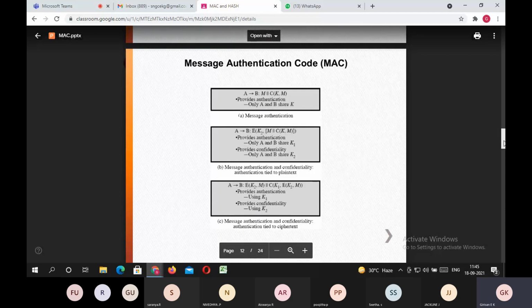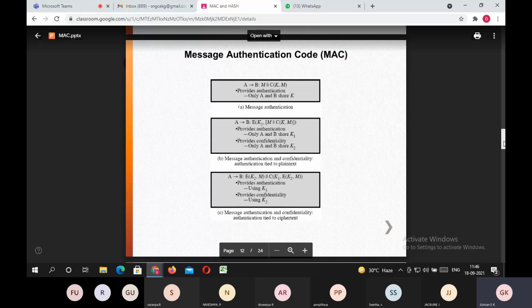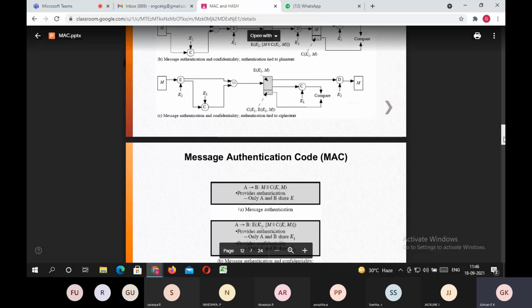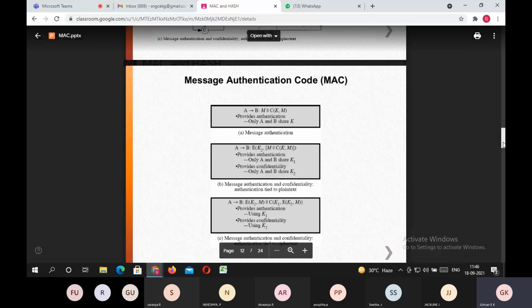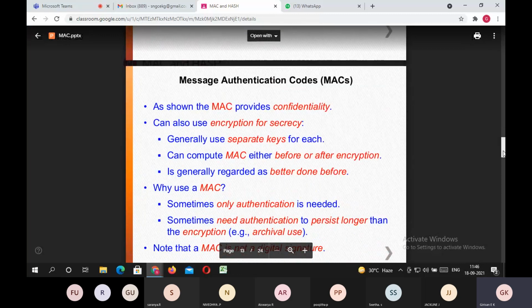These forms have been given as a dialogue, A to B. A is the source, B is the recipient. What he is sending in the simple form, only for message authentication, is M plus C_K(M). Then the second form, where we tie the authentication with the plain text, is given in the second dialogue, A to B, and in the third one we append the authentication with the ciphertext. So these are the three forms of MAC.